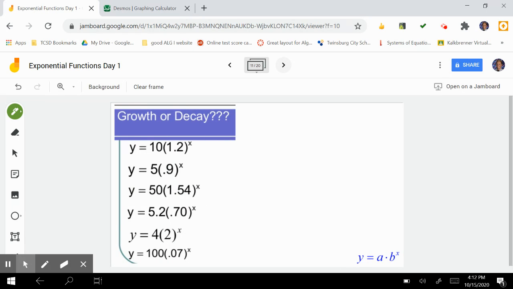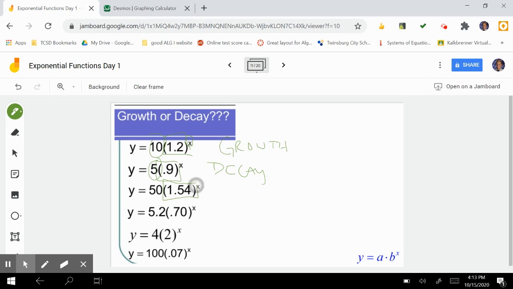Growth or decay. What we are paying attention to, here's my initial value, is 10, so that's where it's going to touch the y-axis. We have that exponent as an x, that's my input, that's why it's exponential. If you look right here in parentheses, is that greater than 1, 1.2? So that's going to be growth. If we look here, initial value, that's going to be my y-intercept. In parentheses, is that value greater than 1 or is it less than 1? 0.9, good. So that's going to be decay.